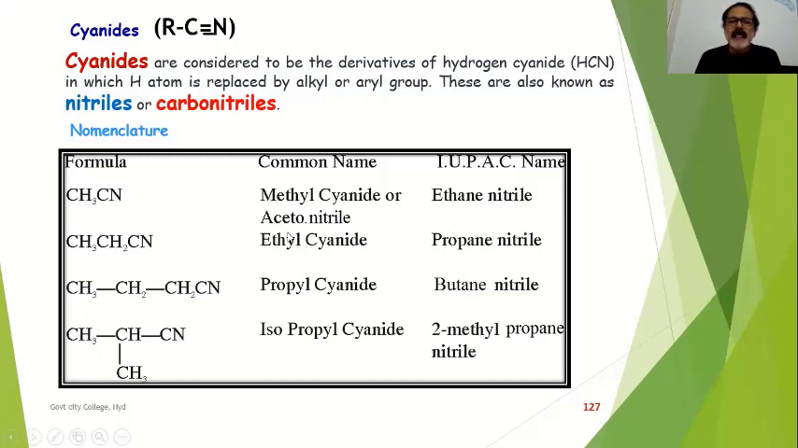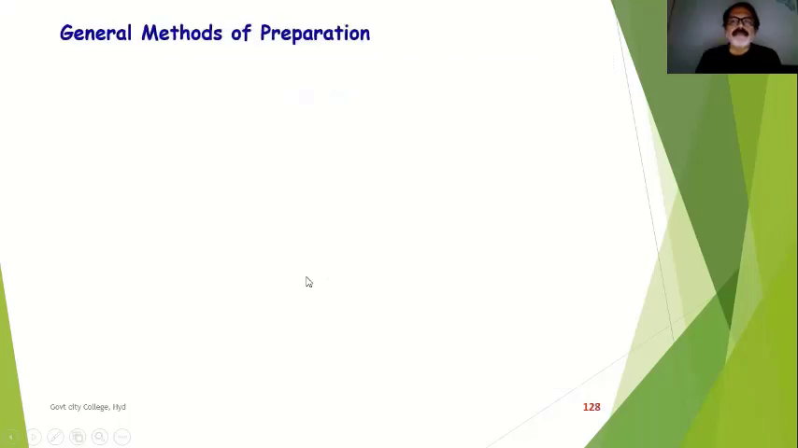Remember that the carbon present in the cyanide functional group is also counted while numbering in IUPAC nomenclature. So this one has 3 carbons and is called propane nitrile. Here you can see 4 carbons, butane nitrile, or 2-methyl propane nitrile. This is IUPAC nomenclature. Sometimes it is also named with a common name, like acetic acid with 2 carbons, so this is called acetonitrile.